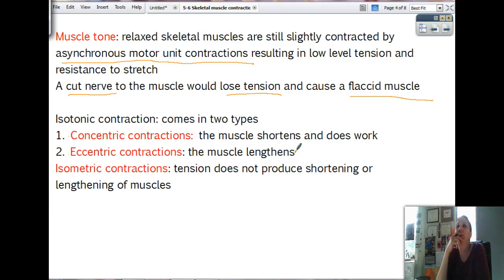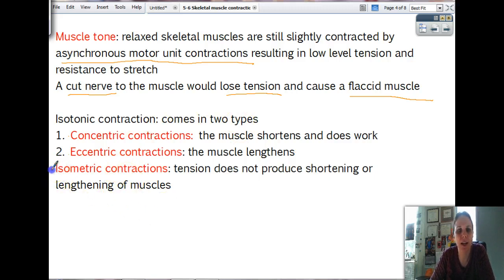Trying to think of, it's almost like when you're carrying groceries inside the house. Your arm is straight holding the bag of groceries, and it's contracted a tad because those groceries are heavy, but you're not doing this with the groceries. And so that's an eccentric contraction.